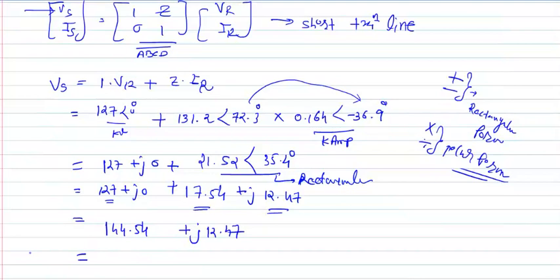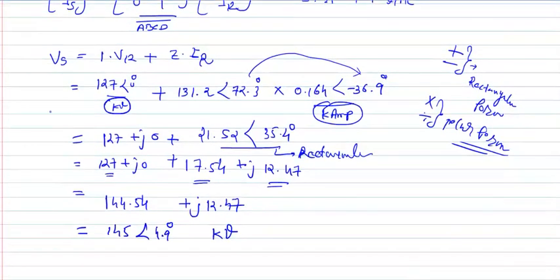So the answer is 145, right? And the angle is 4.9. So this is the answer in terms of kilovolt. Why is it in kilovolt? Because we considered this in kilovolt, and this is also in kilovolt, so the answer is in kiloampere. Now this is our Vs, but this Vs is a phase value, because our model is the per phase model.